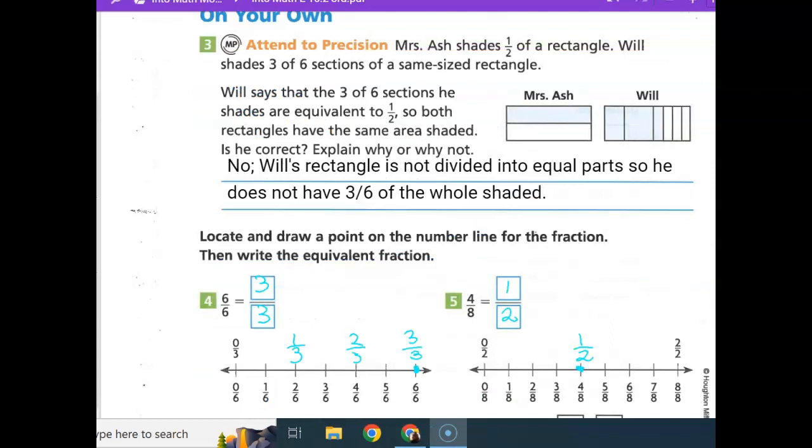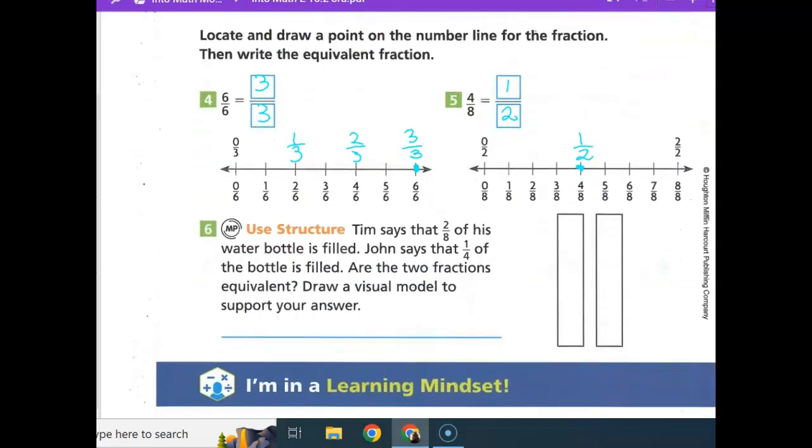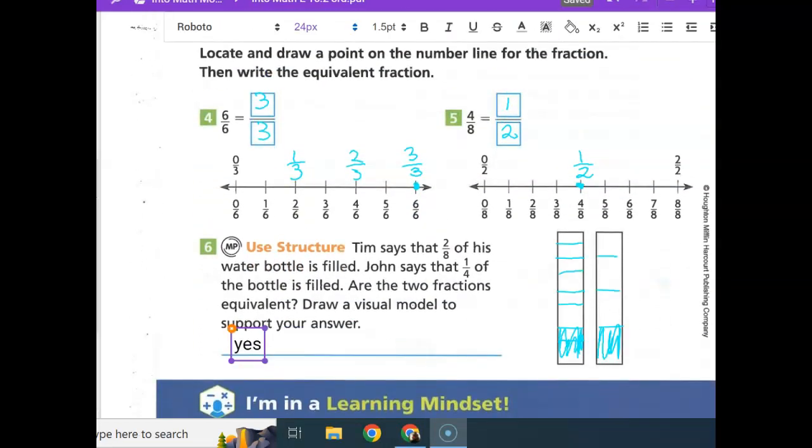Miss Ash shades 1/2 of a rectangle. Will shades 3 of 6 sections in the same size rectangle. Will says that 3 of 6 sections he has shaded are equivalent to 1/2, so both rectangles have the same area shaded. Is he correct? Explain why or why not. Well, three parts of 6 would be the same, but since Will did not divide his rectangle into equal parts, no, Will is not correct. So go ahead and get that down if you didn't. And then here's a peek at number 4 and 5, and then number 6.